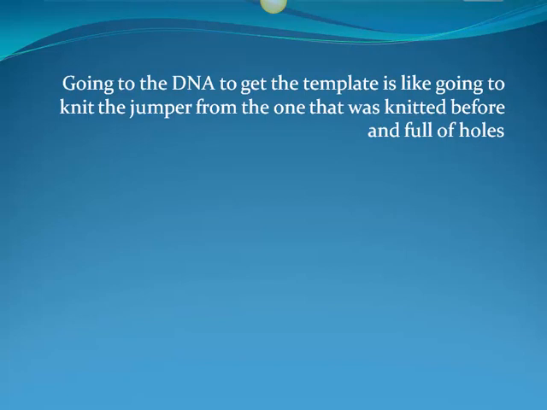Now, going to the DNA to get the template is a little bit like going to knit the jumper from the one that was knitted before and it's full of holes. The genetic information that is carried over from generation to generation, and the experiences and the damage. For example, when you did Stepping Stone 4, which looked at diet and nutrition, we talked about artificial sweeteners called aspartame and how we know that causes genetic damage. Now that damage is passed on from one generation to the other.